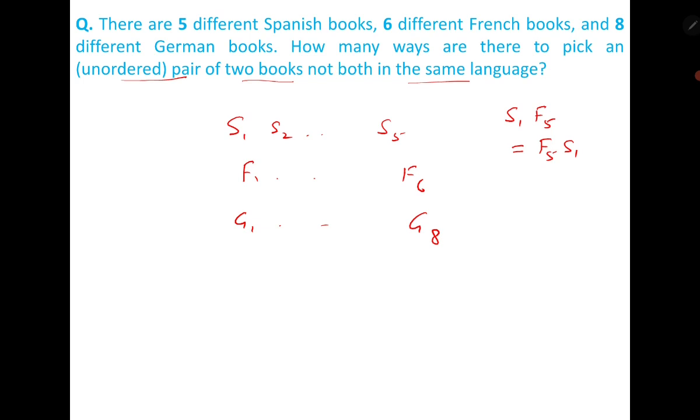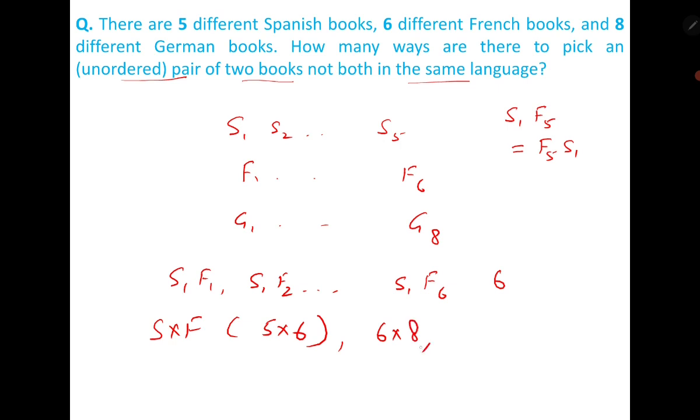If we simply start to solve this problem, I start with S1, F1 and start making pairs and so on. With S1, the number of pairs formed is 6, then again 6 and so on, which means that from Spanish and French, it would be 5 cross 6. Similarly, from French and German, it would be 6 cross 8, and from Spanish and German, it would be 5 cross 8. These are the total possibilities.